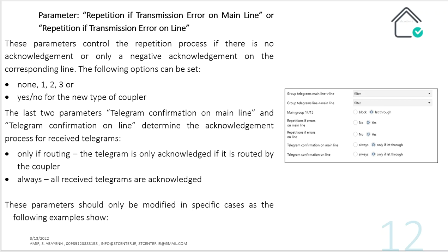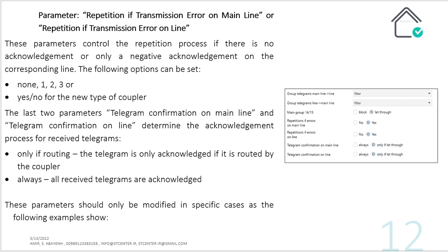So it means in a new type of couplers, you tell the couplers you can repeat the telegram if there is some error in a main line or a line, or you should not repeat it. The last two parameters, telegram confirmation on a main line and telegram confirmation on line, determine the acknowledgement process for received telegrams, okay? So only if routing, the telegram is only acknowledged if it is routed by the coupler. Always means all received telegrams are acknowledged. These parameters should only be modified in specific cases, as in the following example.